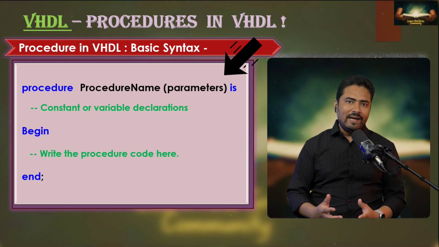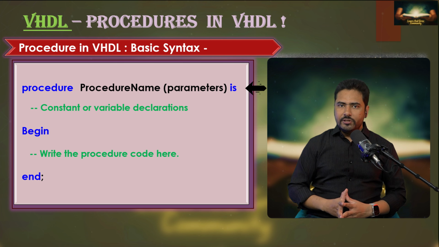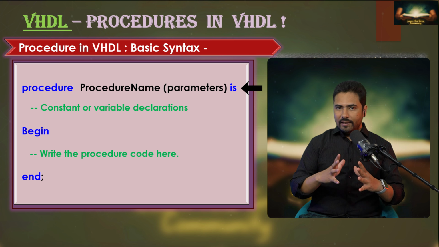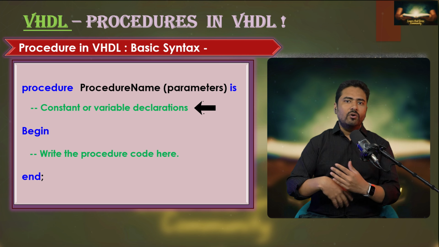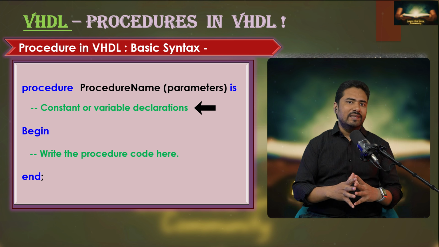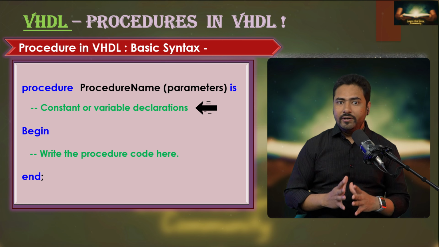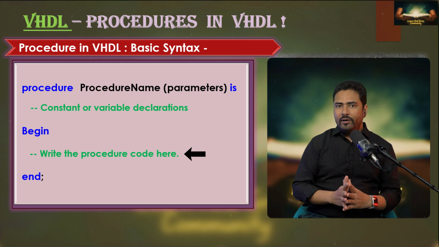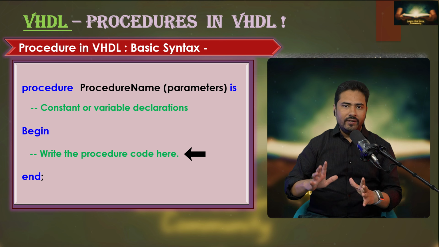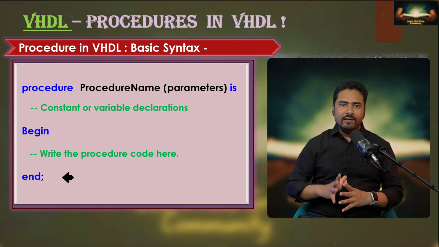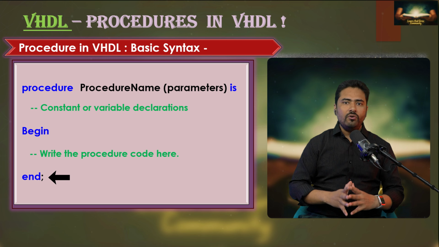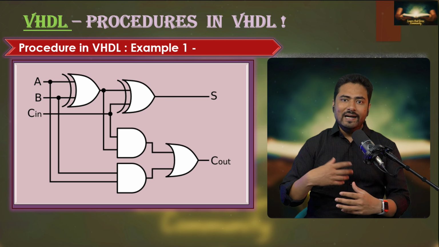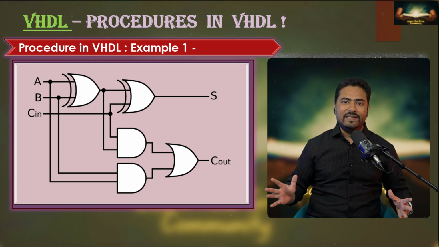So, the overall syntax looks like this: procedure, procedure name, then list the parameters, is, then give the constant or variable declarations in this section. Then write the keyword begin, then write the procedure code here. Write your VHDL design or structure in this section. Then in the last, terminate the procedure with the keyword end and a semicolon. Okay, now let's understand it with one simple example.